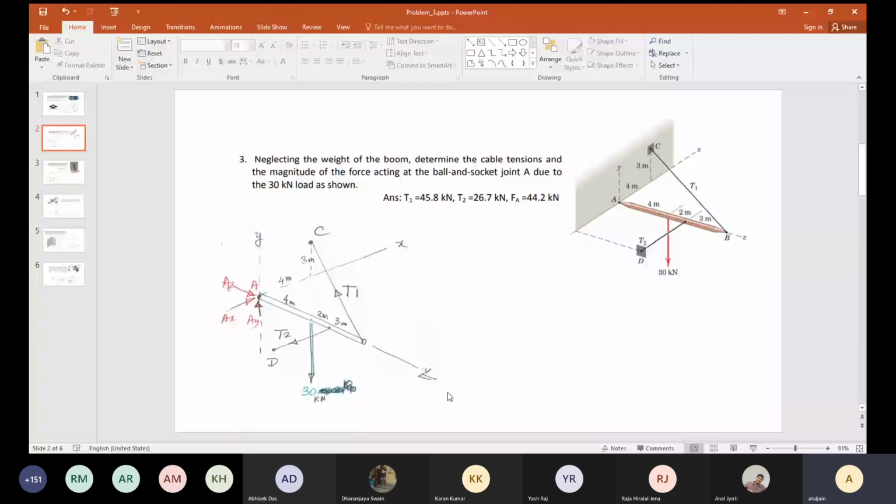Does everybody understand the free body diagram that I have drawn? Yes, sir.